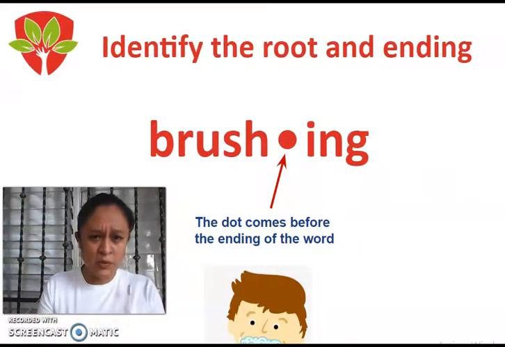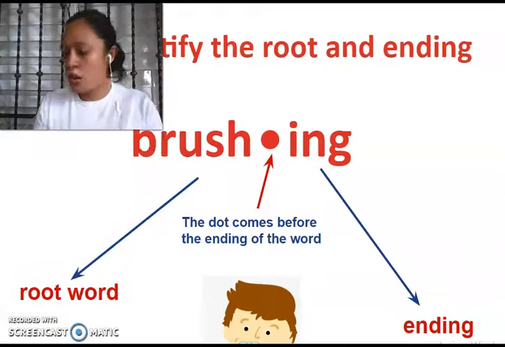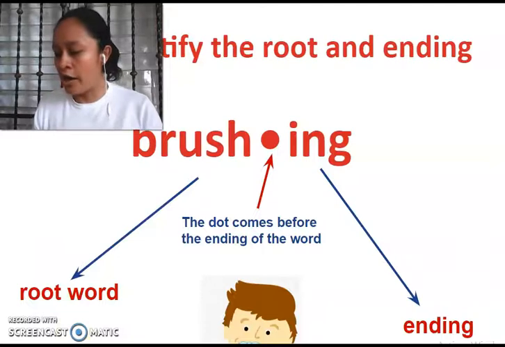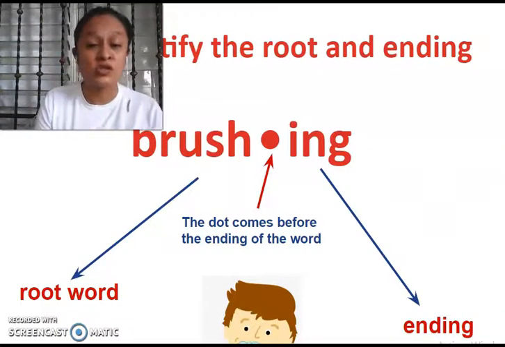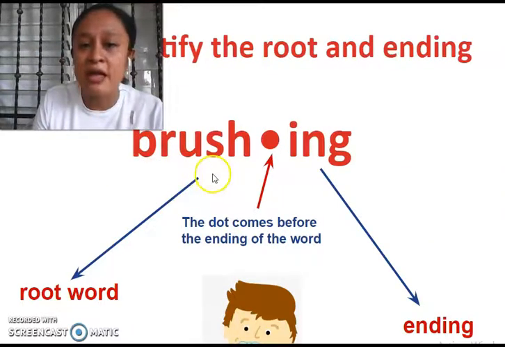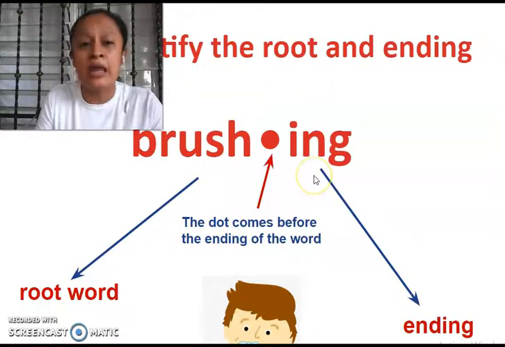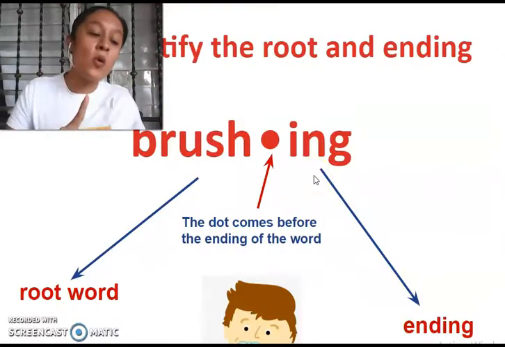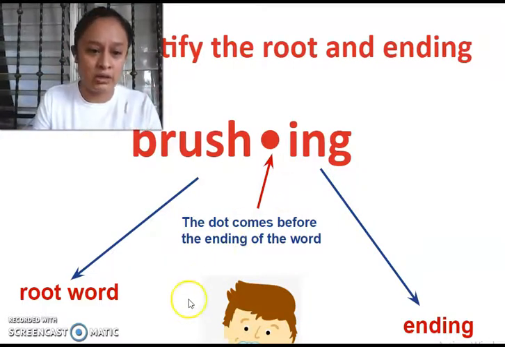So I have some questions for you in here. So if you see here, which part is the root word? So as you can see here, the root word for this is brush. And then we have, which part is the ending word? So we have the ending word, it's ing. So remember, always you have to remember that the dot comes before the ending word.